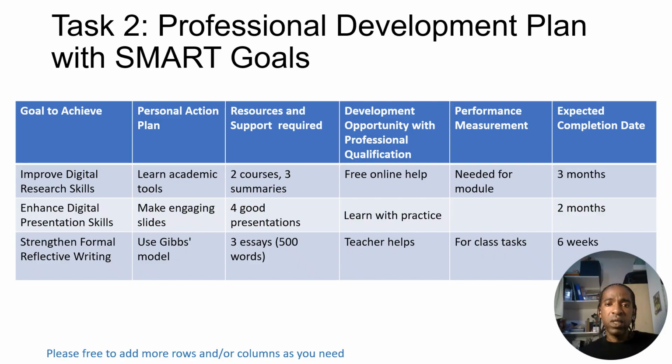Task 2. Professional Development Plan with SMART Goals. Goals to achieve: improve digital research skills. Personal action plan: learn academic tools. Resource and support required: 2 courses, 3 summers. Development opportunity with professional qualification: free online help. Performance measurement: needed for module. Expected completion date: 3 months.